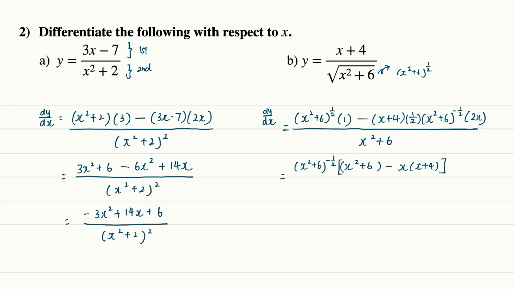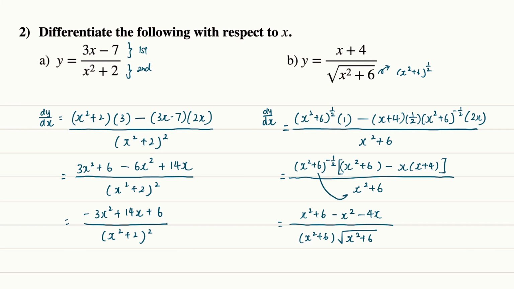Now, if you are wondering why is it power 1 over here, it is because we are taking power half minus power minus half, which gives us a value of 1, over x squared plus 6. Now, let's try to bring down x squared plus 6 power minus half into the denominator, and we will then have x squared plus 6 minus x squared minus 4x over x squared plus 6 multiplied by square root of x squared plus 6. We will then have 3 minus 2x over the denominator x squared plus 6 and square root of x squared plus 6.